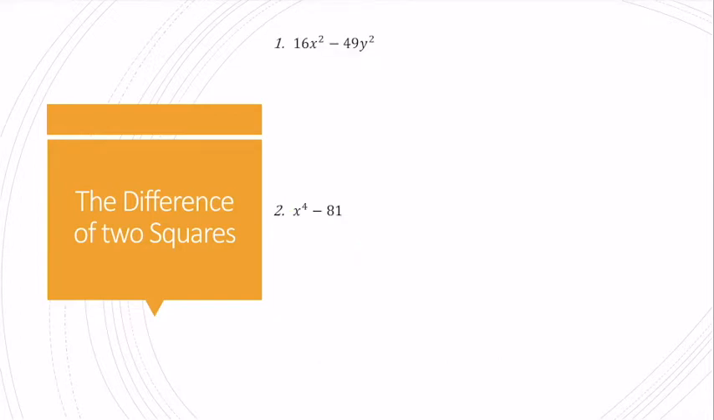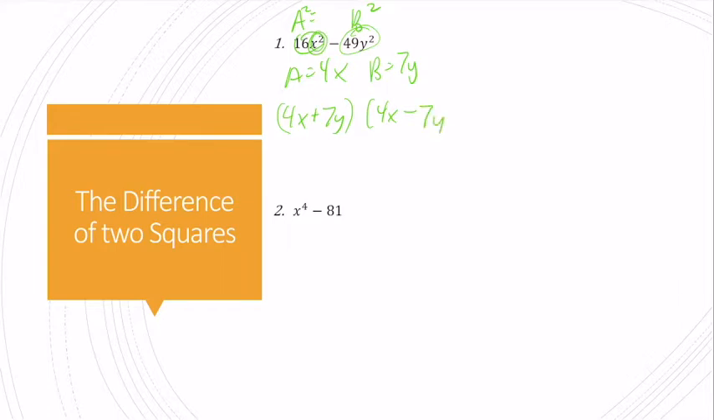Now I have 16x squared minus 49y squared. So my A squared is this term, B squared is this term. The square root of 16 is 4, so my A is 4x. The square root of x squared is x. The square root of 49 is 7. The square root of y squared is y. So I have 4x plus 7y times 4x minus 7y. And again, you could solve this the old way if you wanted.